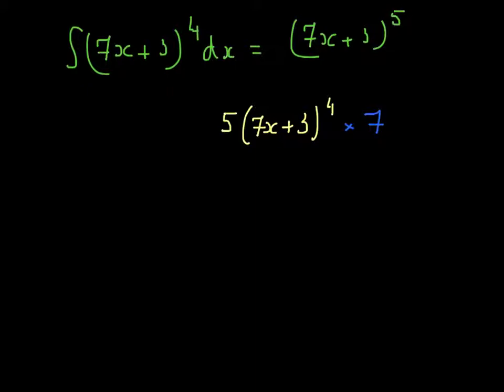Therefore, when we differentiate (7x plus 3) to the power of 5, we get 5, so we need to cancel that 5. And we also get a times 7 from the chain rule, so we need to divide by 7 here as well to get our answer.